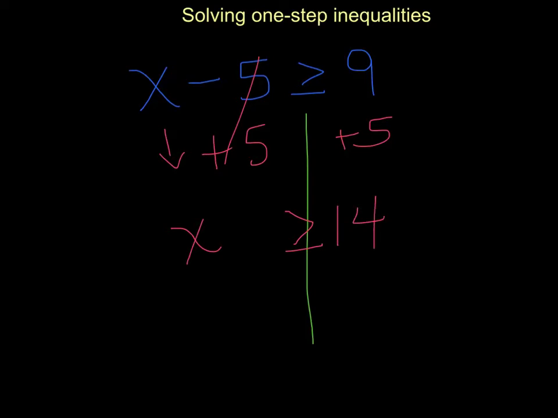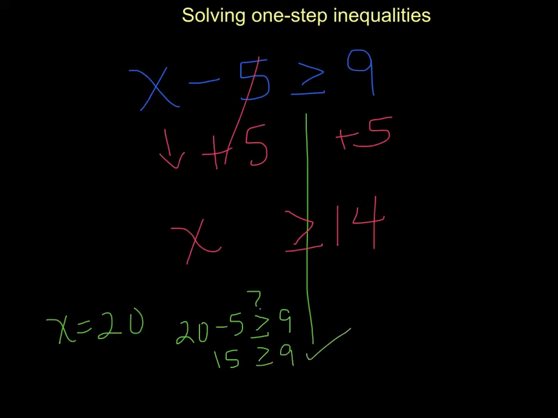Now, to make sure you have the correct solution, you want to pick a number that is greater than 14. So let's go ahead and pick 20. We want x to be 20. And so what you're actually doing is taking this number 20 and putting it in here for x. So 20 minus 5, is it greater than or equal to 9? Well, 20 minus 5 is 15, and it is greater than 9. We're good to go. Therefore, this is the correct solution.